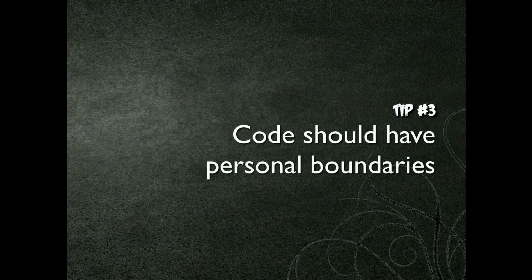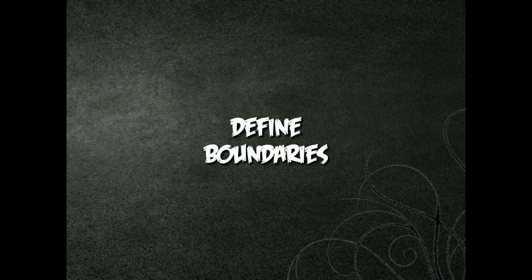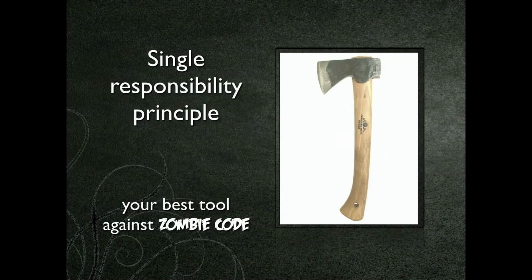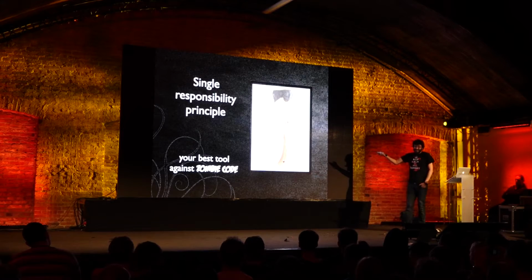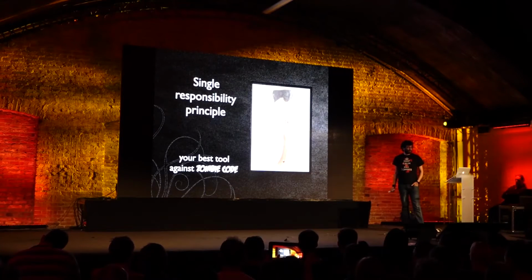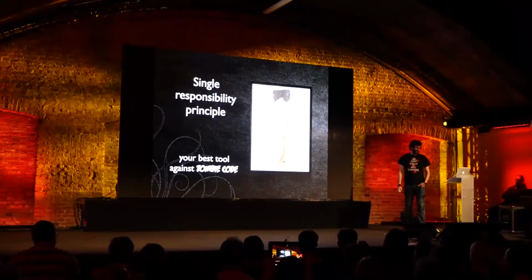The third tip is about the fact that code should have personal boundaries. And what is a personal boundary for code? Well, it could be the single responsibility principle. So you have one script, it does one thing, and it does it well, like an axe. An axe does one thing, it cuts, right? It's a great tool using the single responsibility principle in the right way.